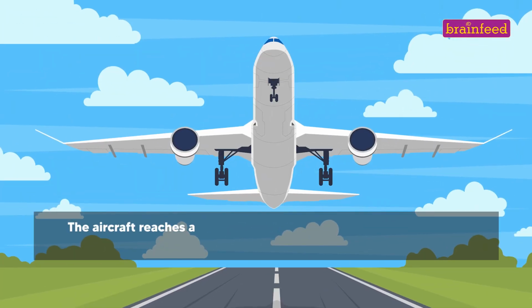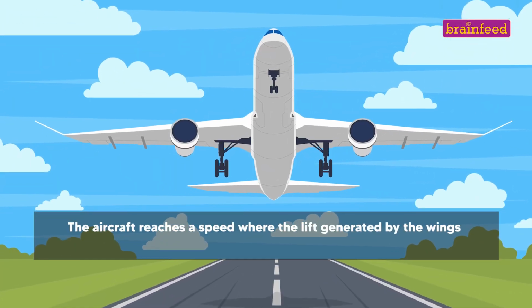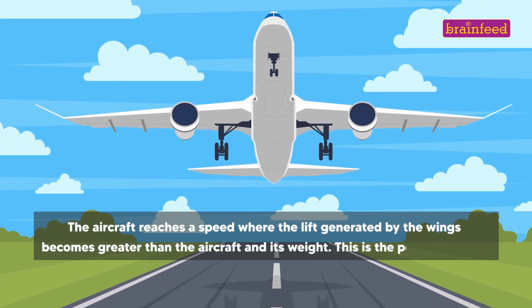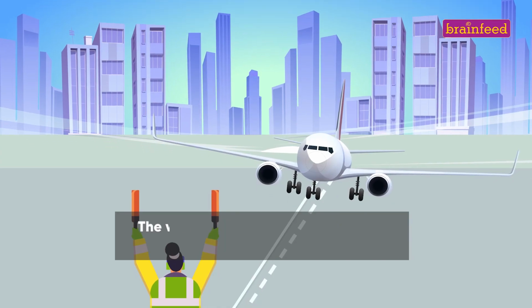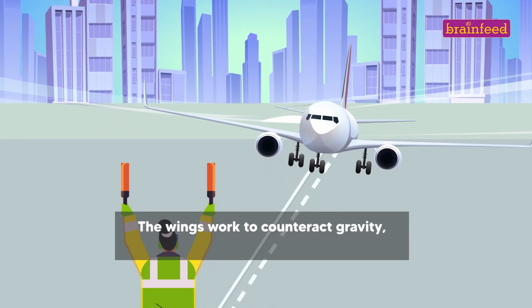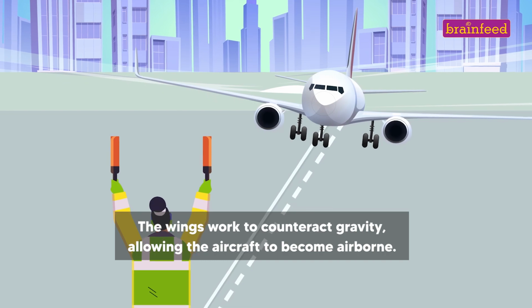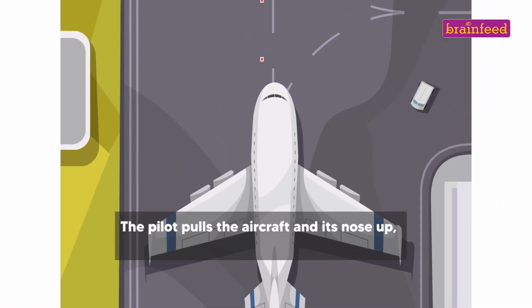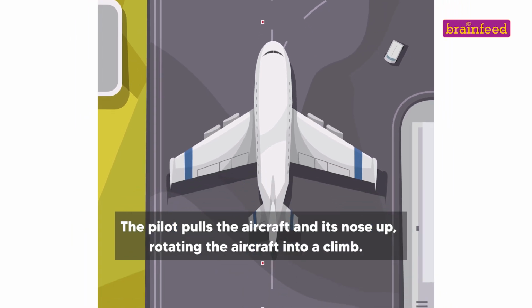The aircraft reaches a speed where the lift generated by the wings becomes greater than the aircraft and its weight. This is the point of takeoff. The wings work to counteract gravity, allowing the aircraft to become airborne. The pilot pulls the aircraft's nose up, rotating the aircraft into a climb.